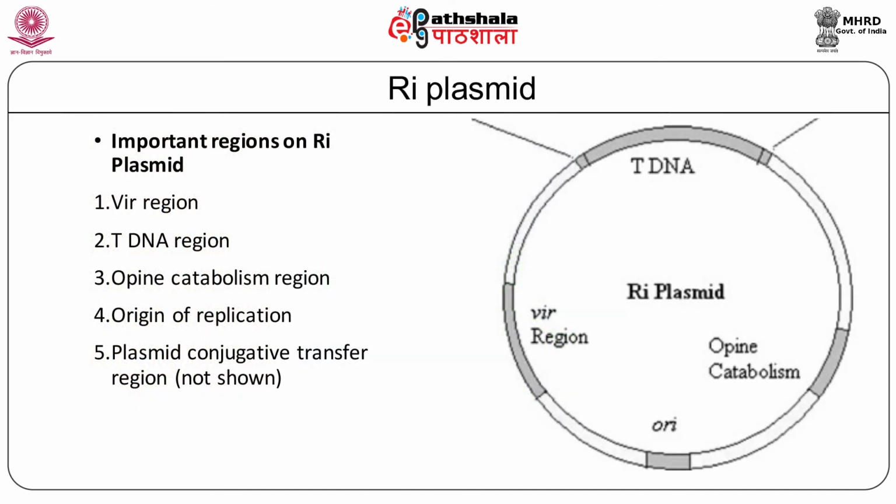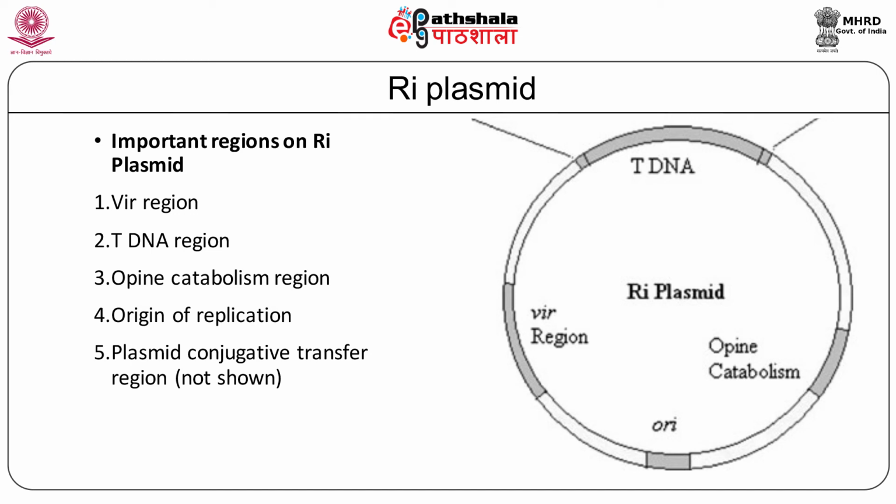The virulence plasmid of Agrobacterium rhizogenes is known as the root-inducing RI plasmid, to distinguish it from the tumor-inducing, that is TI plasmid. The RI plasmid shares extensive functional homology with the TI plasmid. The RI plasmid, like the latter, contains a distinct segment of DNA which is transferred to the plant genome during infection.